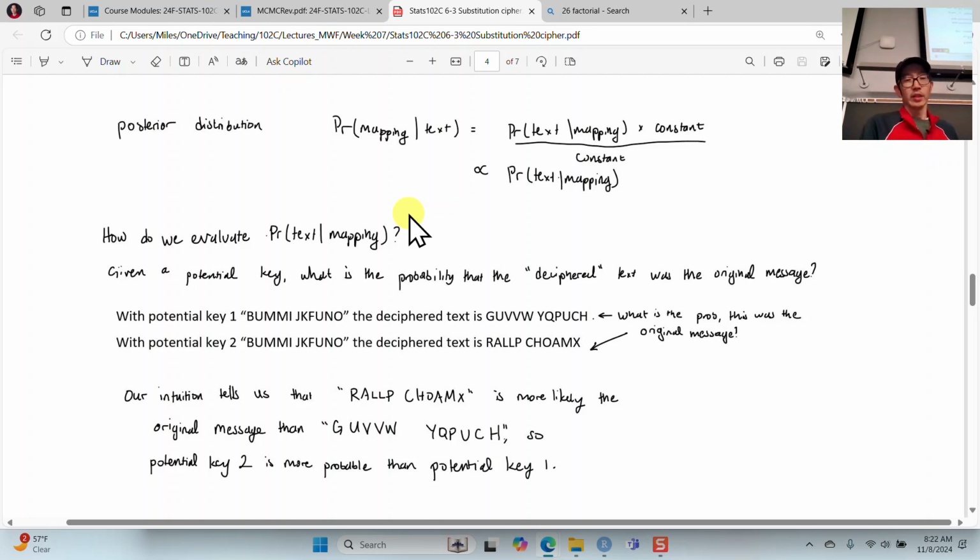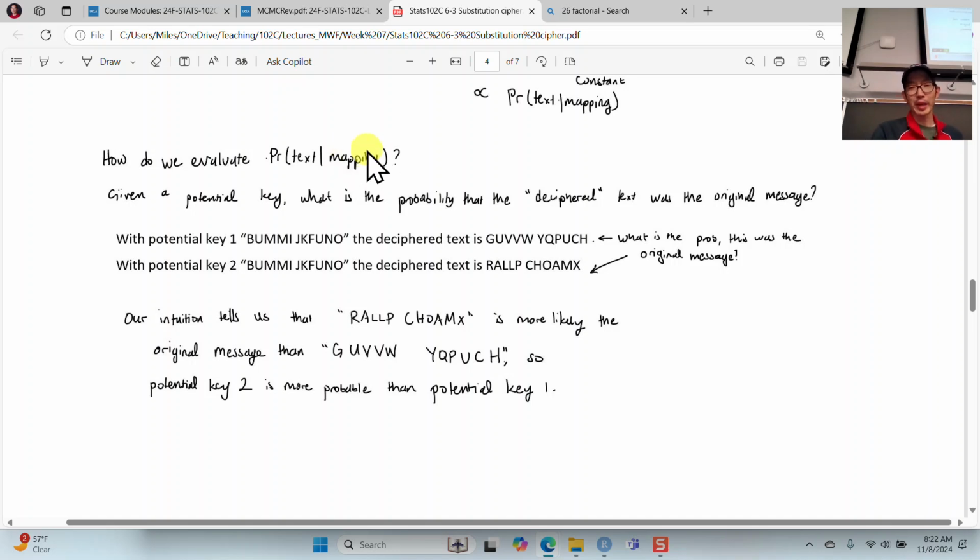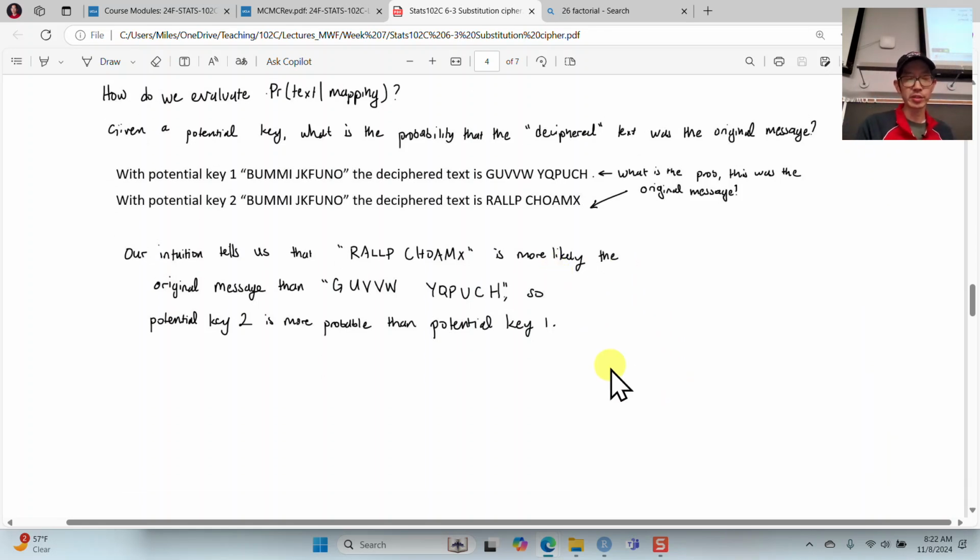Okay. So given a potential key, given a potential mapping here, what is the probability that the deciphered text was the original message, right? So with potential key 1, the deciphered text is this. With potential key 2, the deciphered text is this. And we want to say, what is the probability that this was the original message? And again, just by looking at these two things, our gut feeling, our intuition says, hey, this one is more likely to have been the original message than the other one. And I'm saying there's kind of two parts to this, okay?